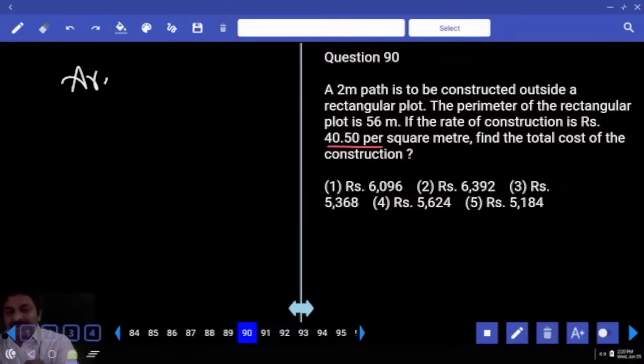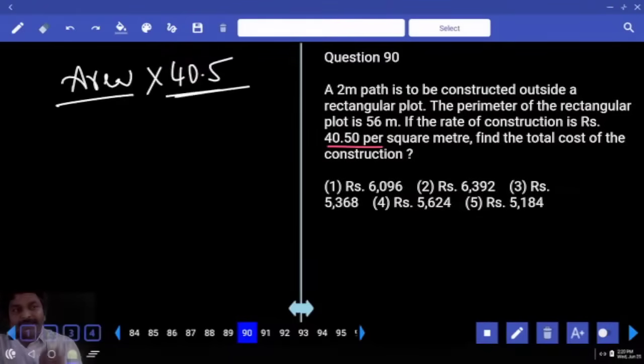So, first of all, to answer this question, area used to construct multiplied by price, which is 40.5. Got it? Because this is 40.5, which is a 9 multiple, I don't need the area to be constructed. I'll go and verify how many 9 multiples are there. Can it be the first option? No. Second option? No. Third option? No. Fourth option? No. Fifth has to be your answer.